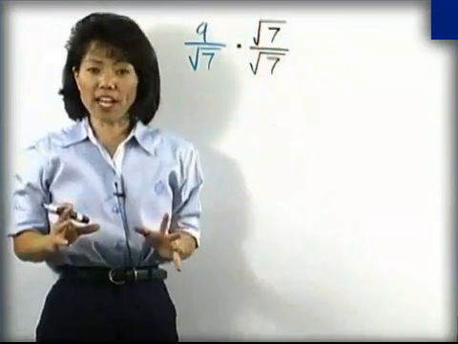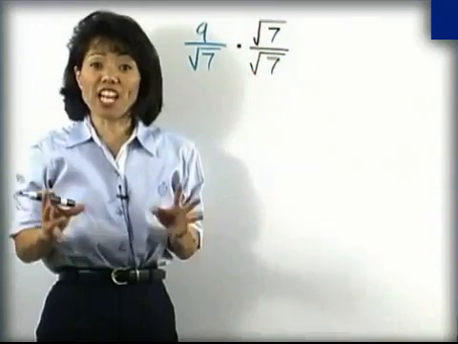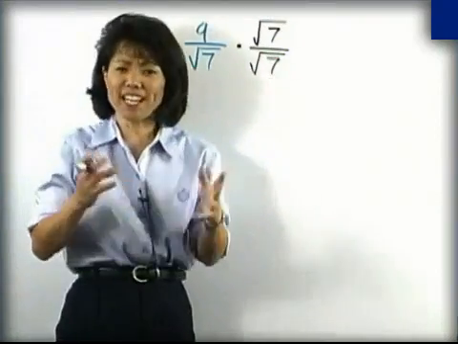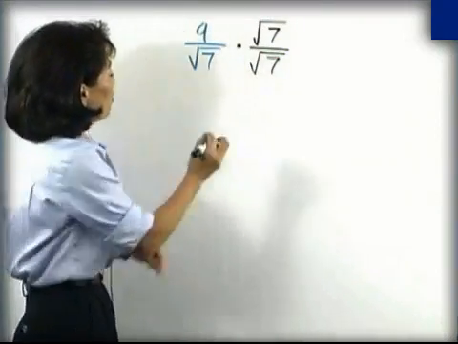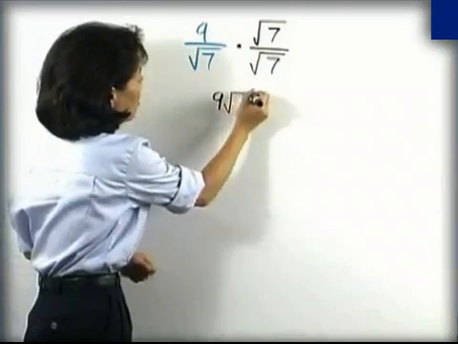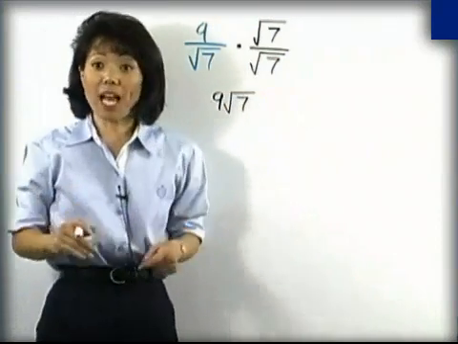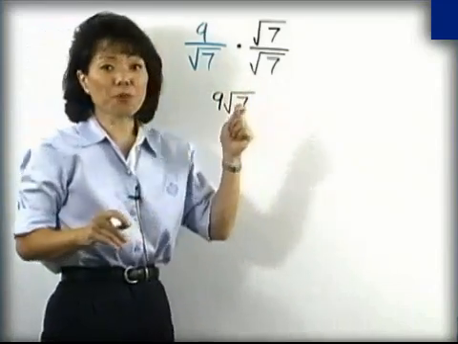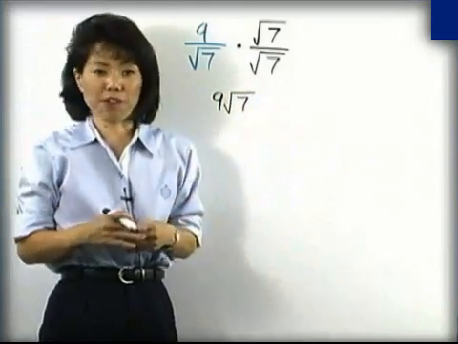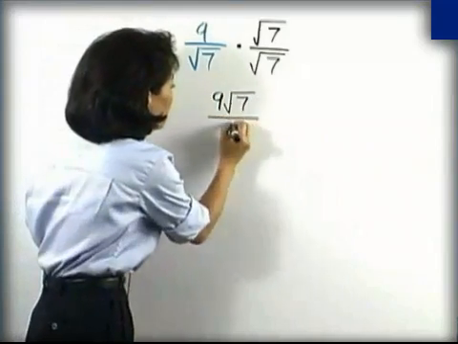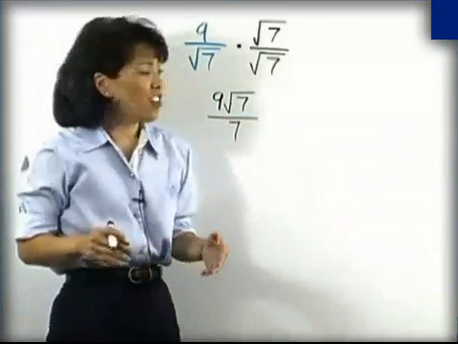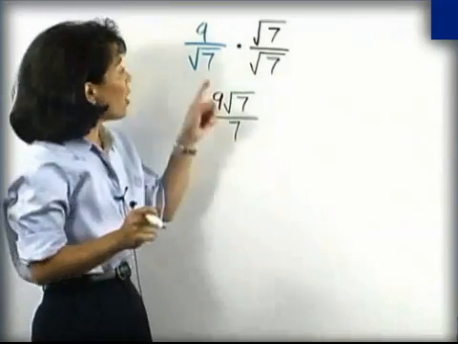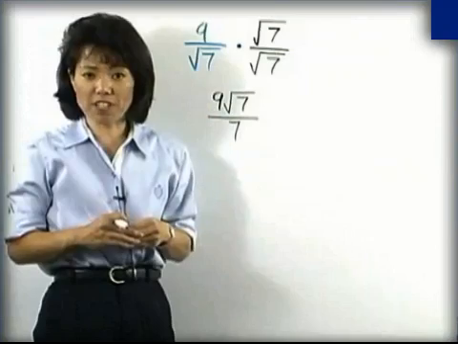Remember, that's equivalent to 1, so again, we're not changing the value of our original number, we're just going to change the form. Now let's see how that helps us. In the numerator, we get 9 times the square root of 7. Now look what happens in our denominator. We get the square root of 7 times the square root of 7, which is the square root of 49, or simply 7. Now, you may ask yourself, this expression that we came up with looks a bit more complex than our original expression.